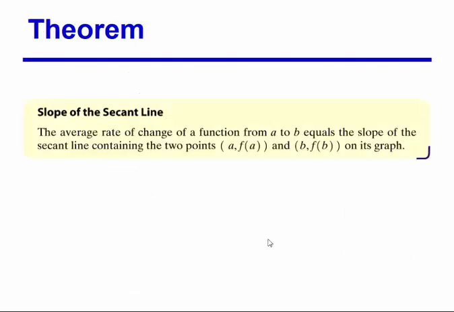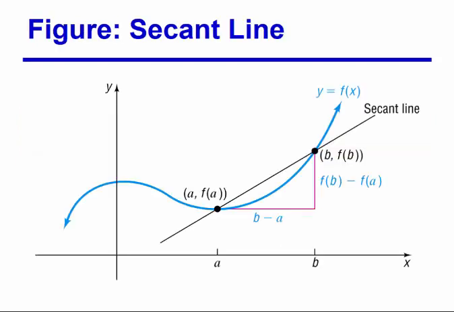The next thing we're going to talk about is the slope of the secant line. So the average rate of change of a function from a to b equals the slope of the secant line containing two points, (a, f of a) and (b, f of b), on this graph. So here we can see the graph. We can see the point (a, f of a), and the point (b, f of b). And then we can see the secant line that actually goes through these two points.